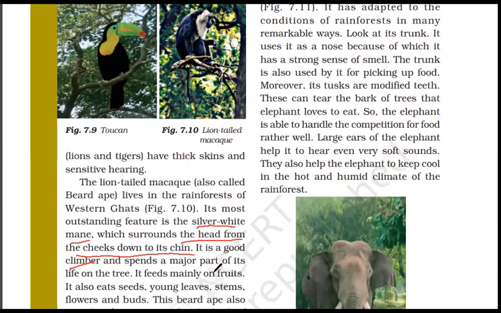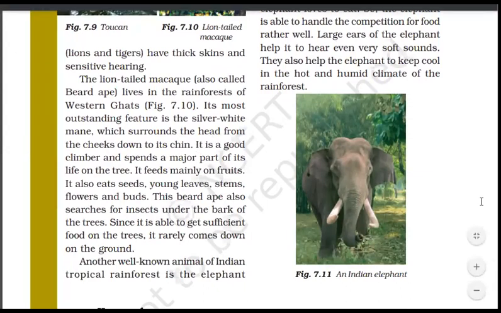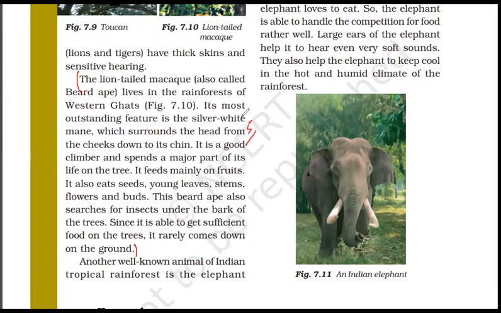Now, what are the other characteristics? It is a good climber. This is the characteristic of almost all monkeys. They live on trees. So these are things that you can just write generally. What do they eat? They eat fruits, seeds, leaves. Usually all monkeys do that. So you'll be asked to write the characteristics of this lion-tailed macaque. It might be asked for 5 marks. Now these things you have to remember.